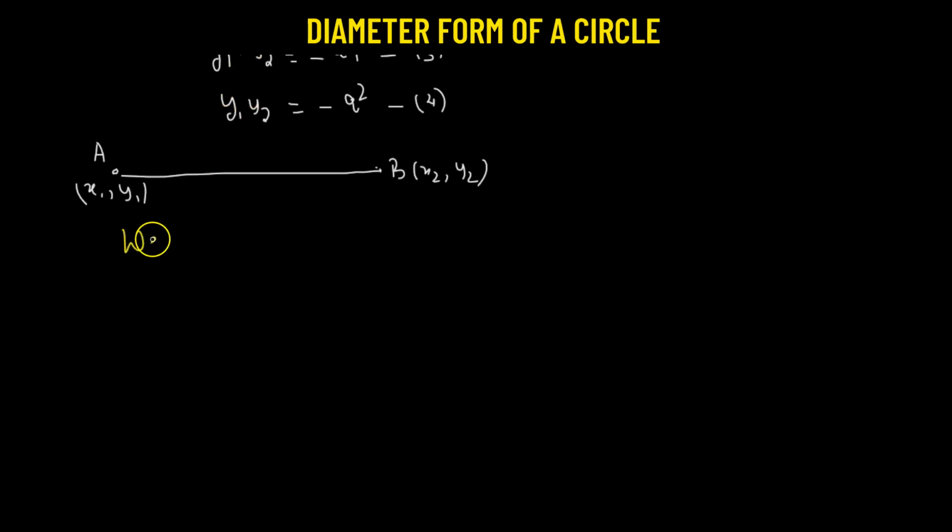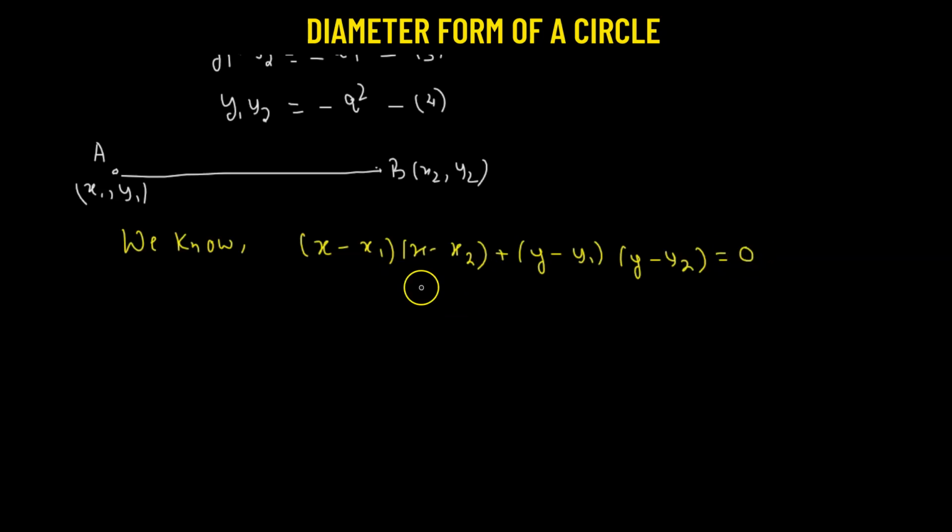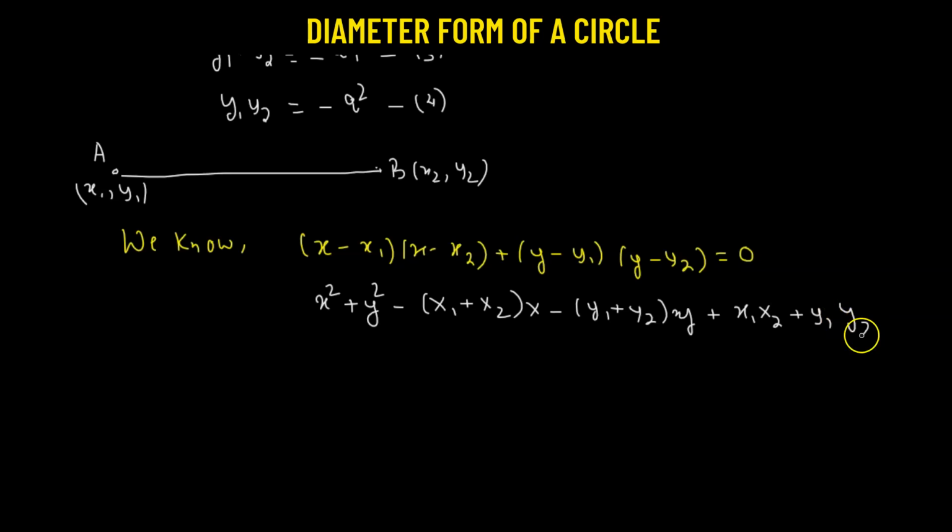So here we are going to use the formula for finding out the equation of a circle if the endpoints of a diameter are given. So that's given by x minus x1 times x minus x2 plus y minus y1 times y minus y2, and let this be equal to 0. We can further expand this, and this is going to give us x squared plus y squared minus (x1 plus x2) multiplied by x minus (y1 plus y2) times y plus x1 times x2 plus y1 times y2.